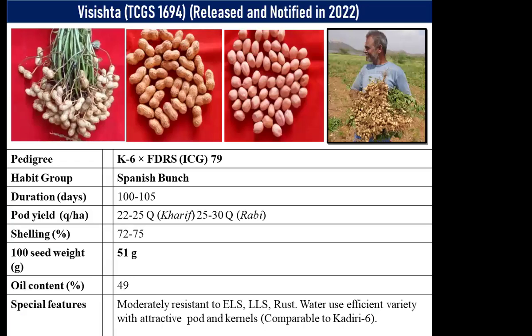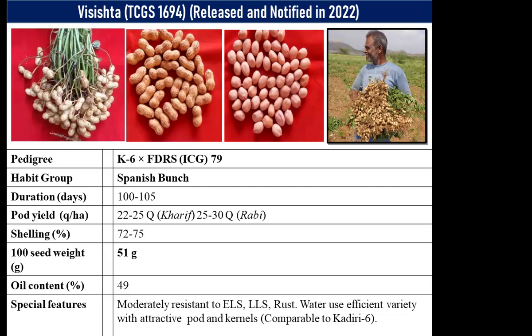From the PhD material of Dr. Vishnuvardhan, one of the students whom I guided, TCGS 1694 was released. This is from the Kadiri 6 and FDRS ICGV 79 cross. Now this is becoming more popular. It is highly resistant to late leaf spot and moderately resistant to rust. It has high water use efficiency.